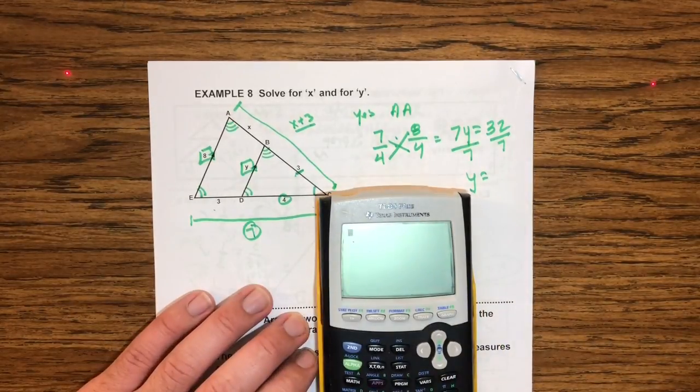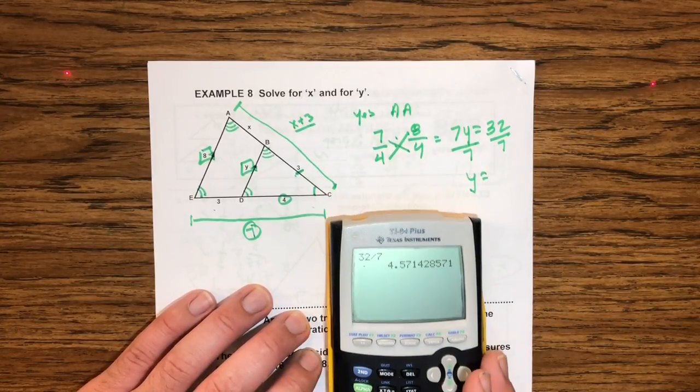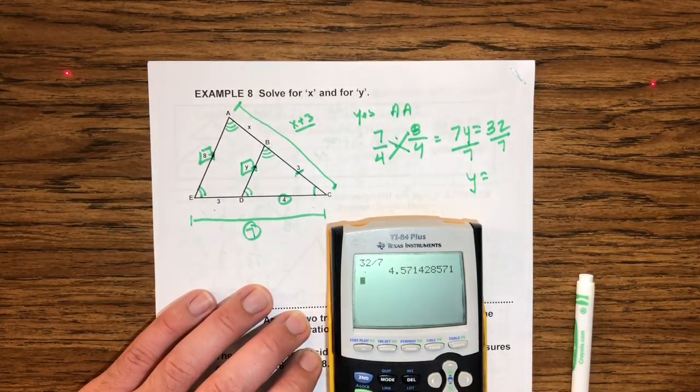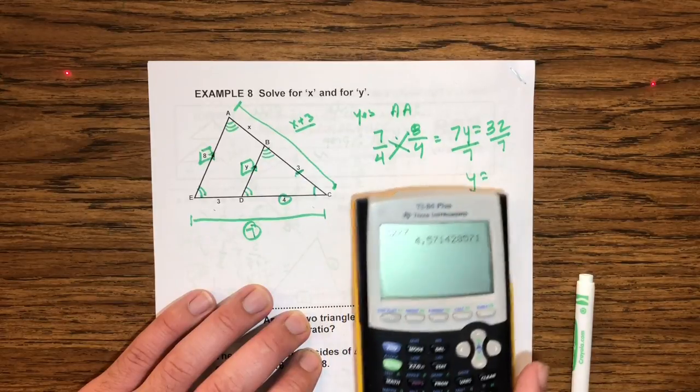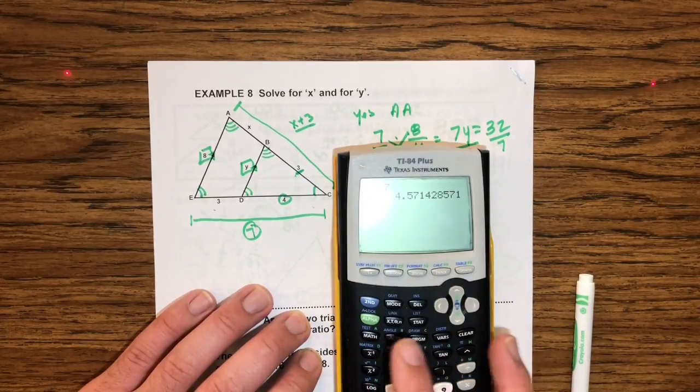Okay, and as we use the calculator, 32 divided by 7, notice that we get this big long decimal. That's okay. We're not going to write that. We're going to turn this back into a fraction. I want to show you all that calculator trick to turn decimals back into fractions.